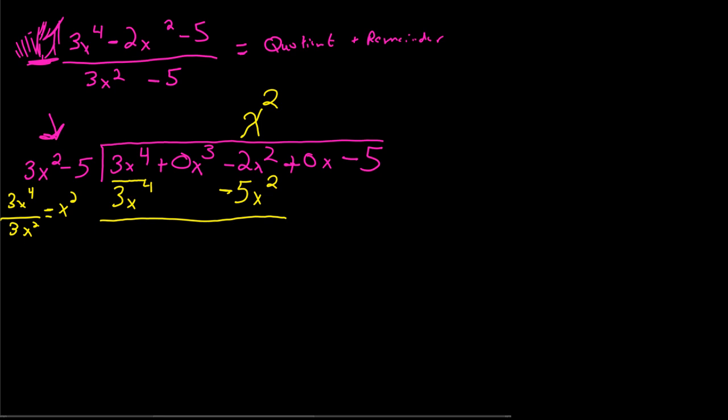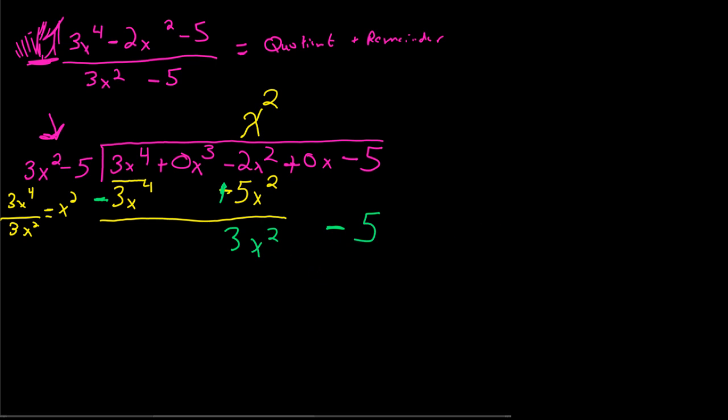To subtract, I'm going to change signs. So that's going to become negative. That's going to become positive. If I've done this first step right, using these leading terms, these will always cancel. So I get 0x to the fourth, 0x cubed, and a positive 5x squared and a negative 2x squared gives me 3x squared. Bring down the 0x, and I bring down the minus 5.